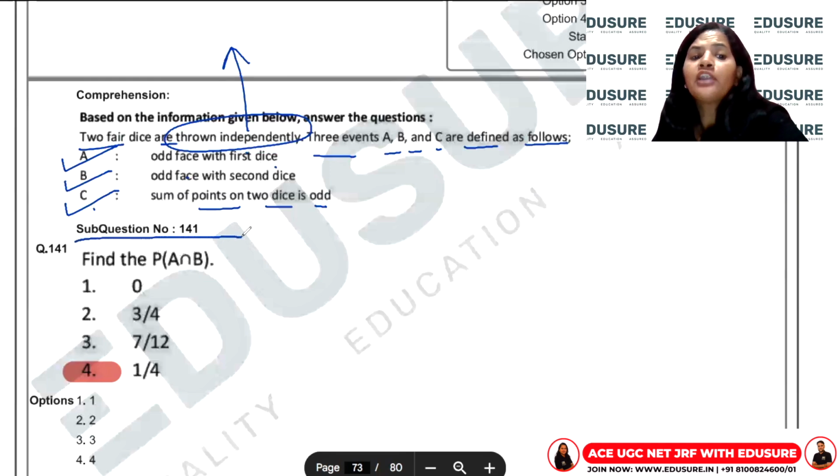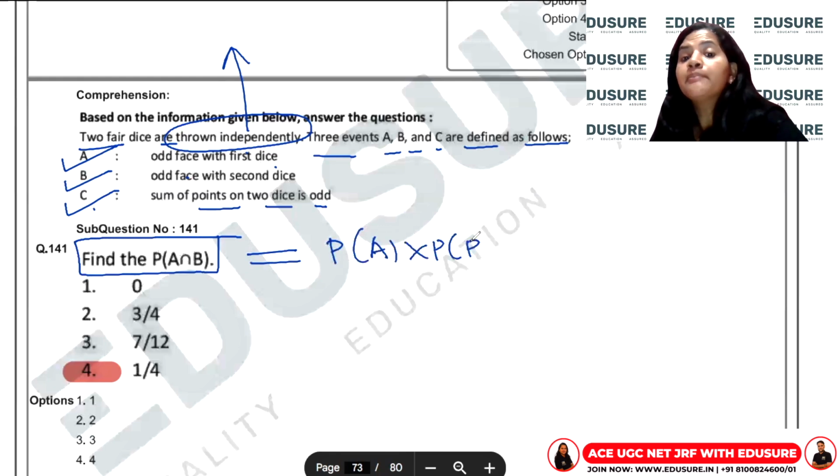First, you have to calculate P of A intersection B. We know that A and B are independent events. We have seen that. So therefore, the probabilities can be multiplied. Now, probability of A is the probability of getting an odd face with the first die. Whenever I throw a die, I have 6 outcomes.